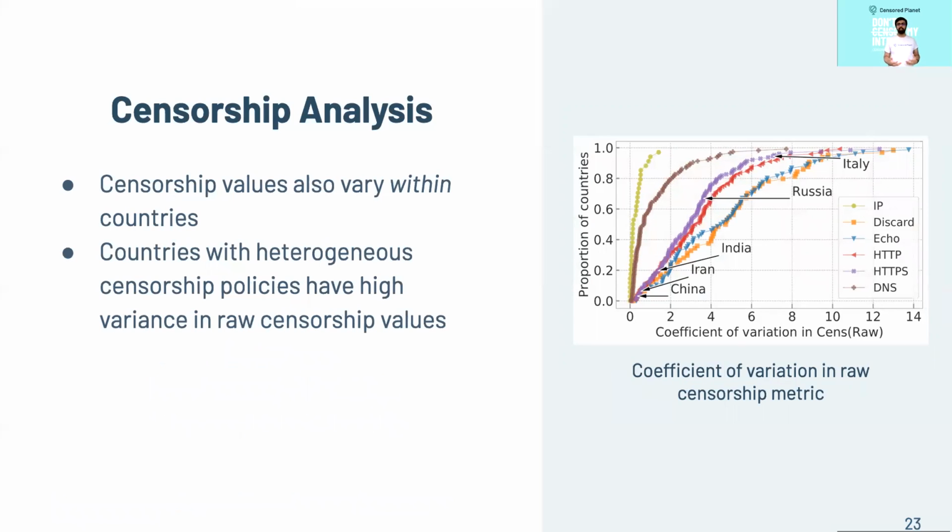Once we have confirmed instances of censorship, our next goal is to find a representative metric. We first considered just the fraction of websites blocked as a raw metric, but found that this metric was extremely volatile. While countries like China and Iran, with a national censorship policy, had low volatility in this raw metric, countries like Russia and Italy, with more heterogeneous policies, observed more variance.